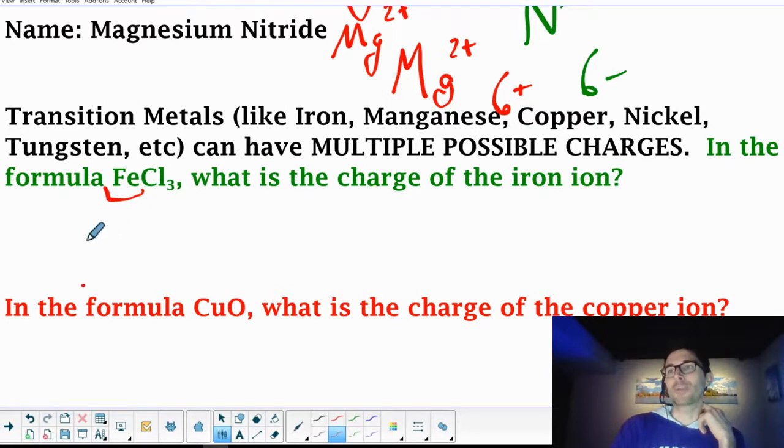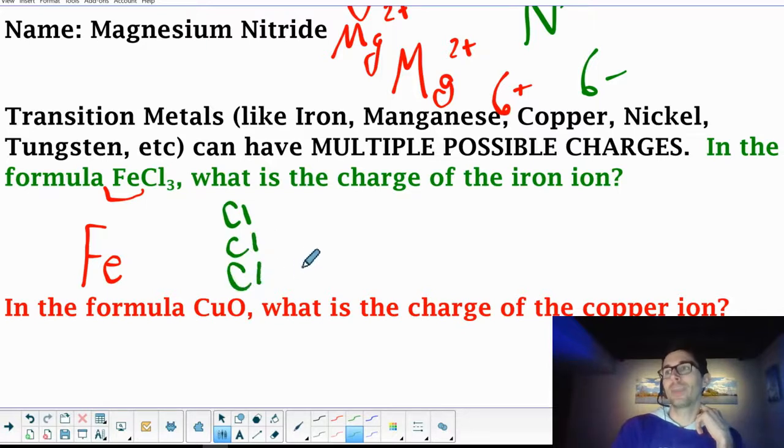If we look at the formula, we have one iron and we have three Cl's. So I'm going to draw that out. We have Cl, Cl, Cl. Well, in the periodic table, we know that chlorine's charge is a -1. It's always a -1. It always eats pasta for dinner or whatever. Iron, it depends. So we can figure it out, though, by using what we know here. So from all these chlorines, that equals -3.